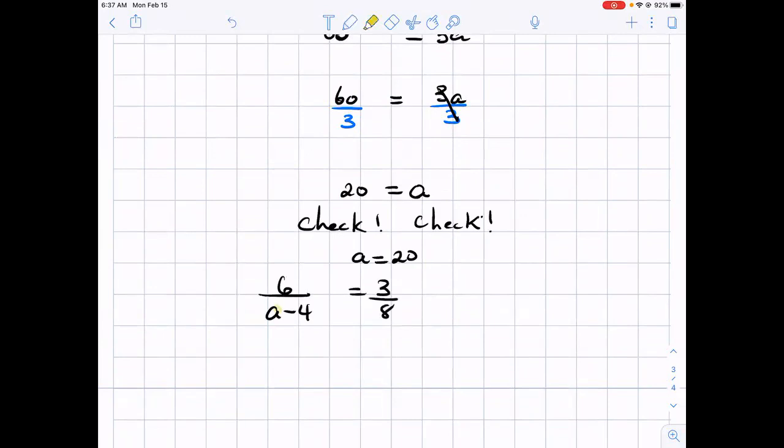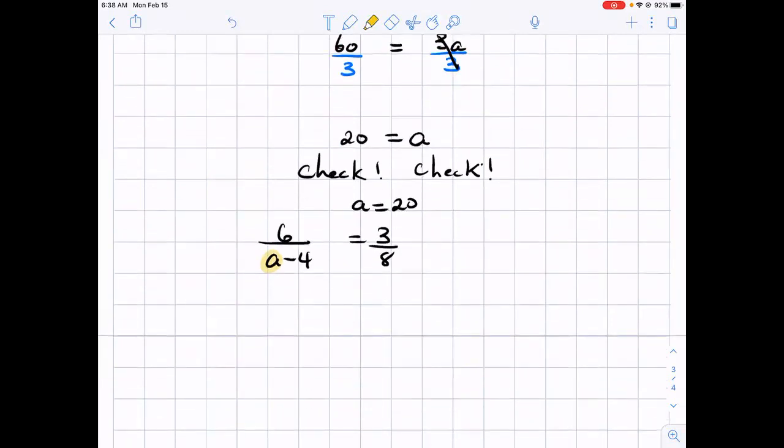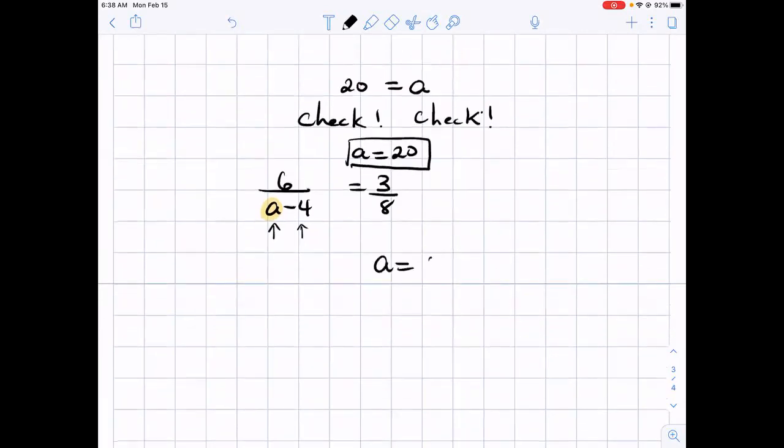if this a here, the only thing that will make that denominator 0 is if a is 4, right? If a is 4, then we have 4 minus 4, that will be 0. But our answer is 20. So a equals 20 is our answer. If a was equal to 4, then this problem would have no solution. Okay?